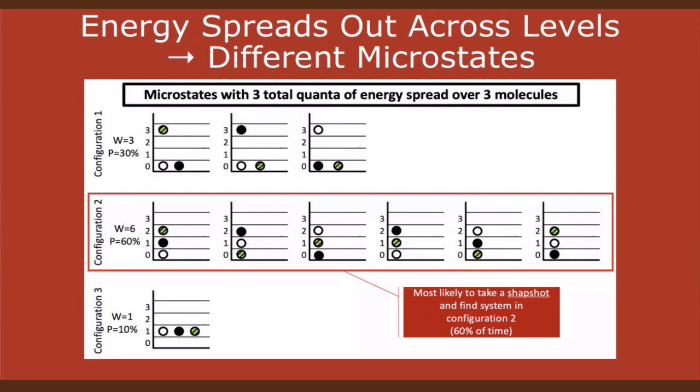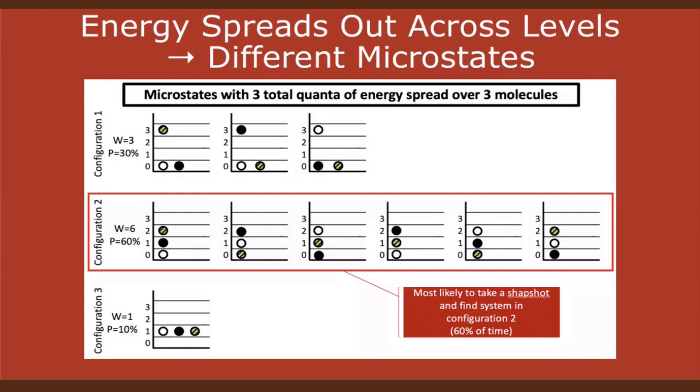So here we're just going to have a total of 3 quanta of energy and 3 molecules total. On the top, one molecule has all the energy and the other 2 have 0. On the bottom, each one has 1. And then in the middle, the green one has 2, the black one has 1, the white one has 0, and then you keep going.